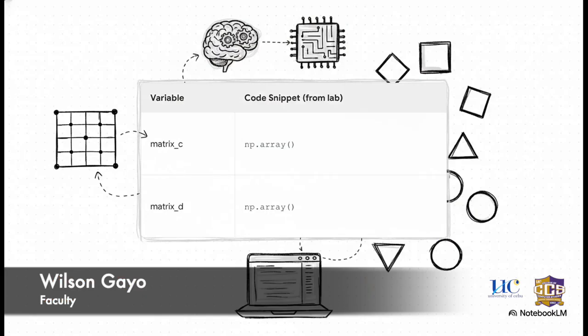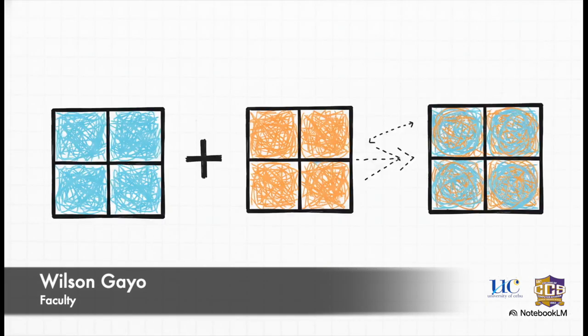And here's where it gets really cool. This right here, this isn't just theory anymore. This is a screenshot from your lab. When you type np.array, you're not just writing code. You are literally building one of those matrices we just talked about. You're taking that abstract idea and making it real. And then, bam, the payoff. Your code spits out matrix_sum_CD. You just added 2 matrices together.